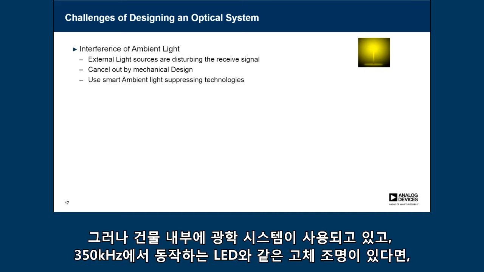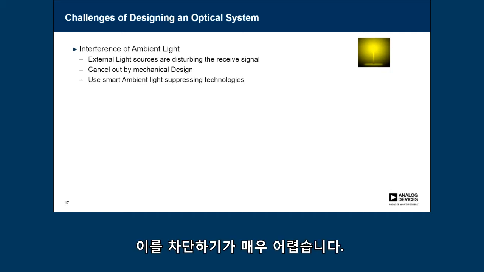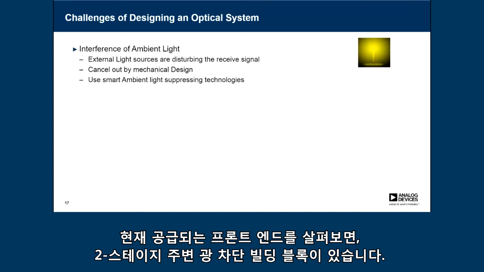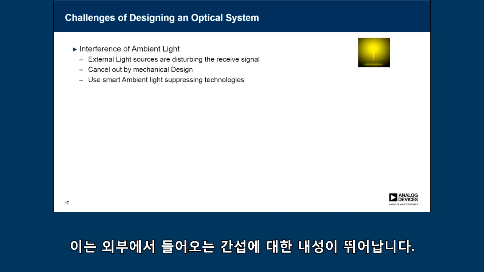But assuming that you have an optical system being used inside a building and you have solid state lighting like LEDs, which are switching at 50 kilowatts, that's much tougher to reject. The reason that we did several integrated front ends for optical measurement is that we were also capable of integrating the complete ambient light rejection. So looking at the front ends that we have available, we have a two-stage ambient light rejection building block that makes it very robust against interference coming from the outside.